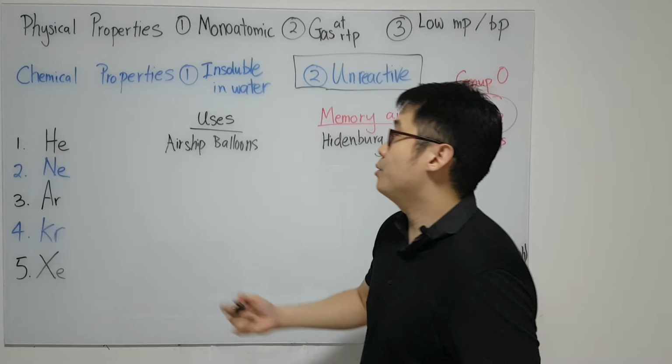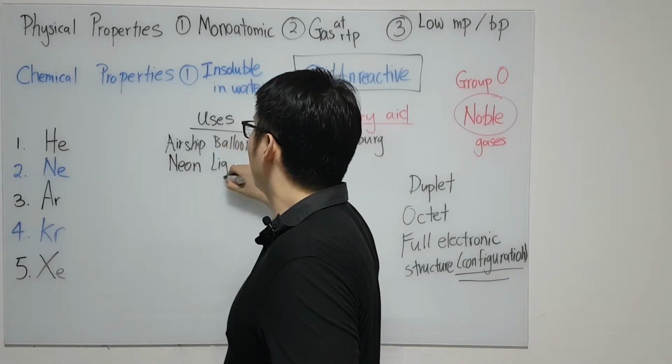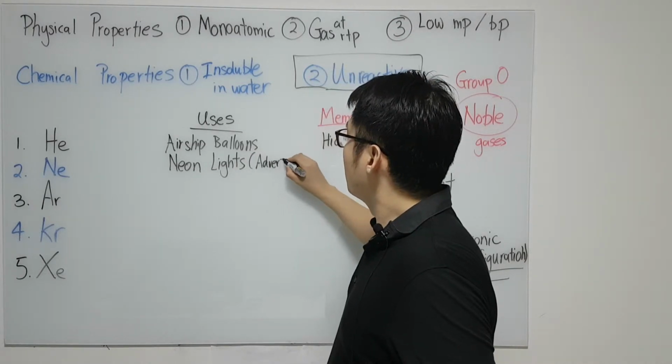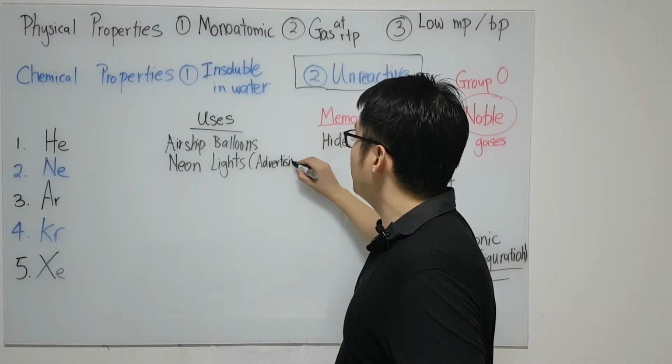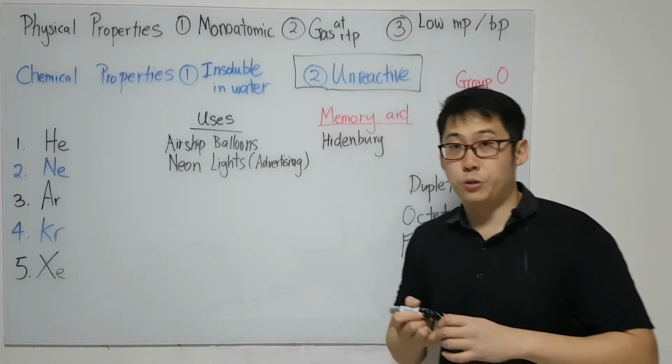Now, neon is used to fill neon lights. It's also used for advertising, okay, so neon lights for advertising. You need it to be catchy, you need it to be bright. Neon is the color you want to use.